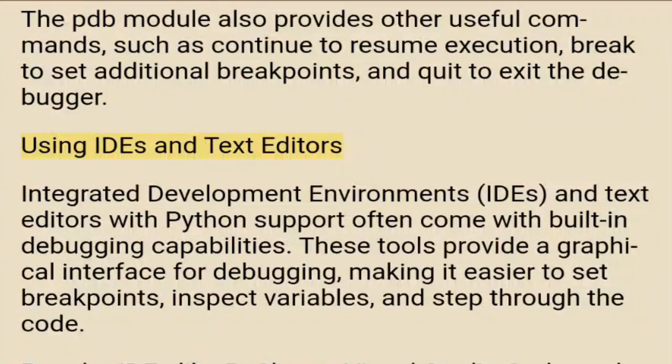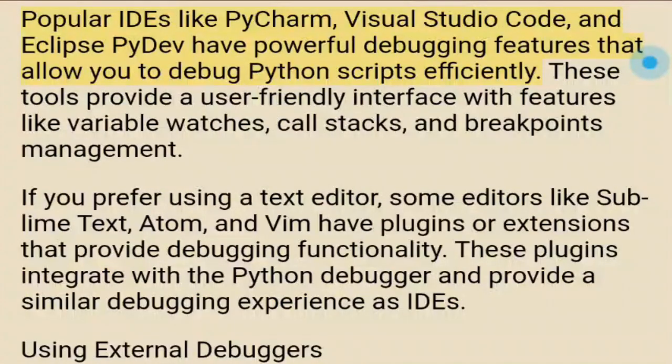Using IDEs and text editors. Integrated development environments, IDEs, and text editors with Python support often come with built-in debugging capabilities. These tools provide a graphical interface for debugging, making it easier to set breakpoints, inspect variables, and step through the code. Popular IDEs like PyCharm, Visual Studio Code, and Eclipse PyDev have powerful debugging features that allow you to debug Python scripts efficiently. These tools provide a user-friendly interface with features like variable watches, call stacks, and breakpoints management. If you prefer using a text editor, some editors like Sublime Text, Atom, and Vim have plugins or extensions that provide debugging functionality. These plugins integrate with the Python debugger and provide a similar debugging experience as IDEs.